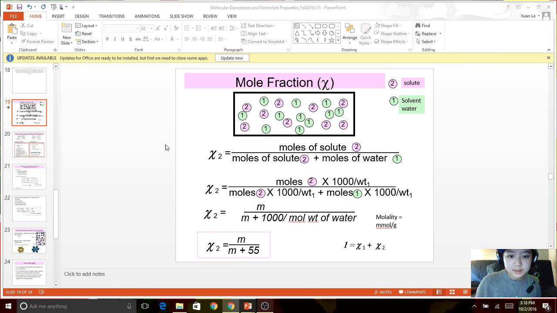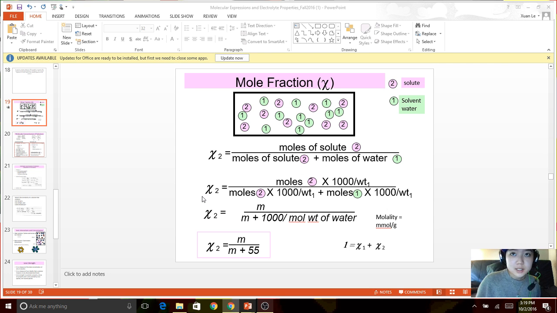Anyways, the mole fraction is going to be the moles of substance over the total moles. So in this picture that we see right here, there are two components to the solution. There's the moles of solute, and then there's the moles of solvent, which is just going to be water. So in order to calculate the mole fraction, we're going to need to divide the moles of solute over the moles of solute plus the moles of water.